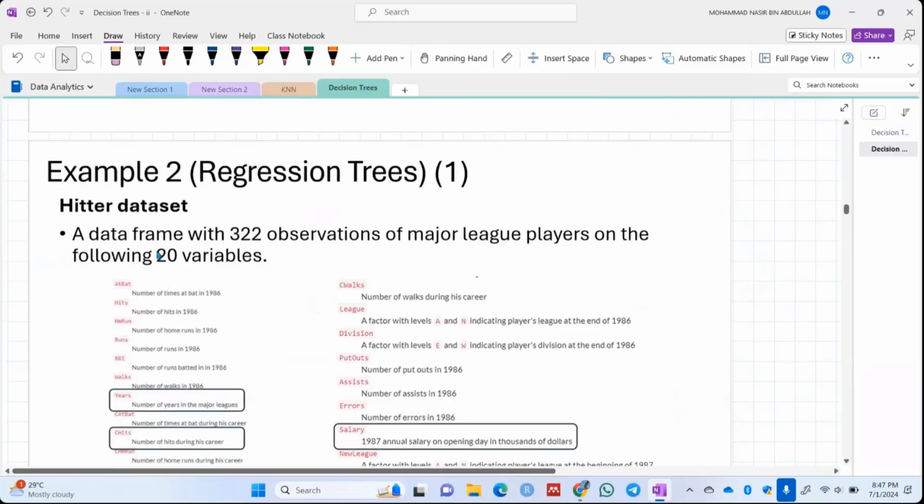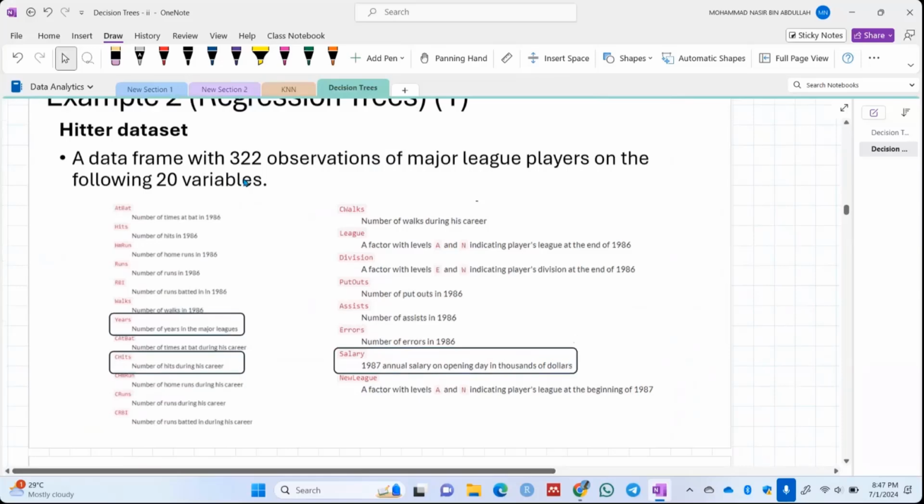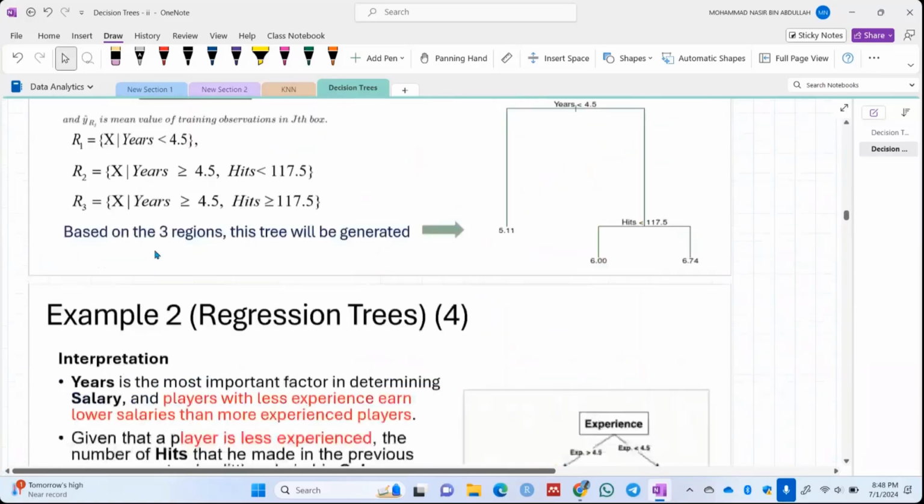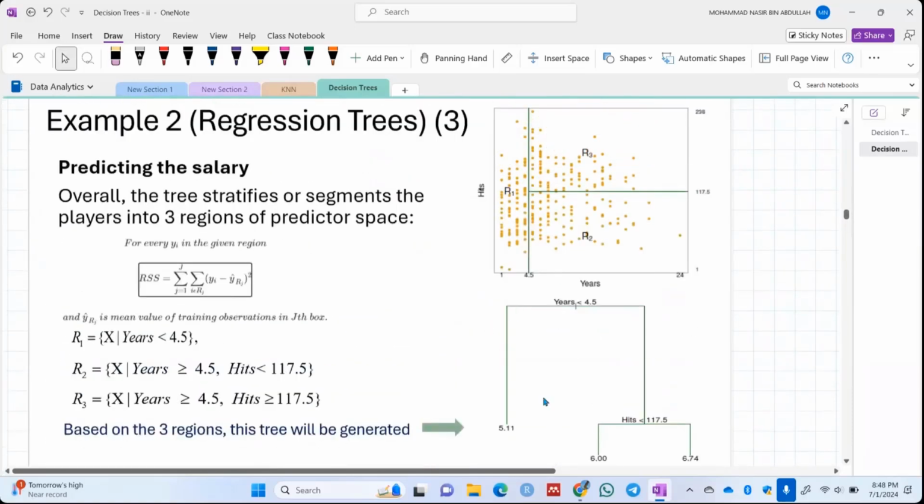application example. This is a Hitters data set. We have 322 observations and 20 variables. From the 20 variables, I want to focus on 3 variables only, which is salary. The goal is to predict the salary of players based on experience and number of hits. So this is an example of a tree diagram.